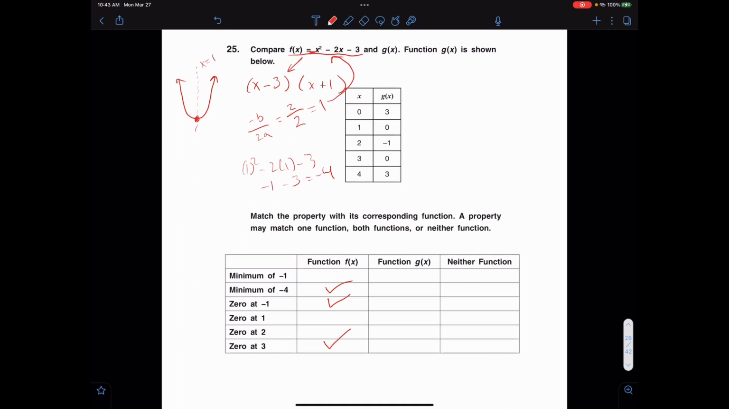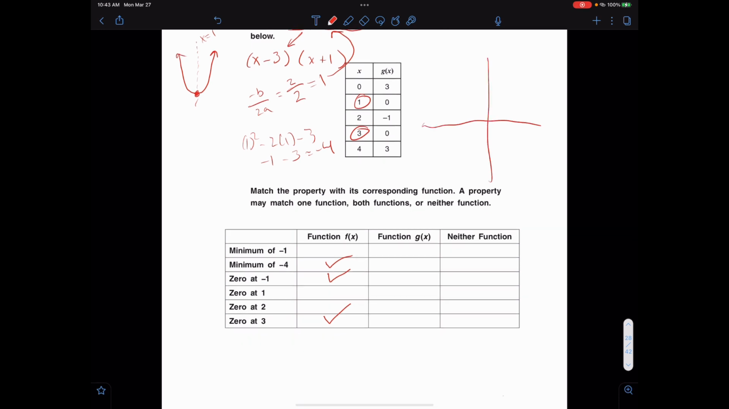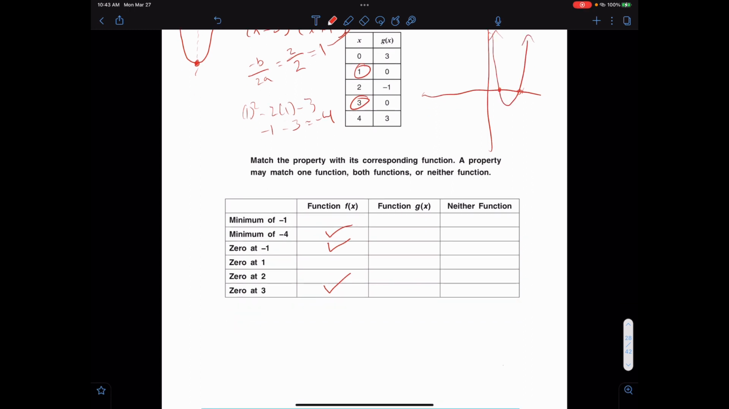If I'm looking at g of x, I can see that I have zeros at 3, and I have a 0 at 1, because y is 0, so that's where it crosses. Okay, so I have zeros at 3, and I have zeros at 1. And my minimum value is going to be at 2, -1. So you can see that there on the graph, so I have a minimum at -1. And then in neither function was a 0 at 2.